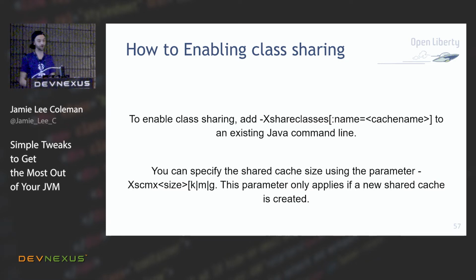It's just a JVM property, so it's very easy to enable this if you have this technology in your JVM. All you need to do is add -Xshareclasses. You can give it a name, so different projects can have different names if you're using the same JVM for lots of projects. And like I mentioned, you can specify the shared class cache size in that parameter.